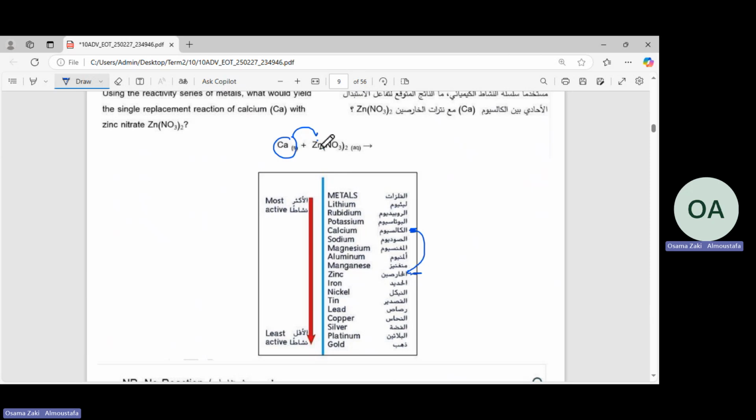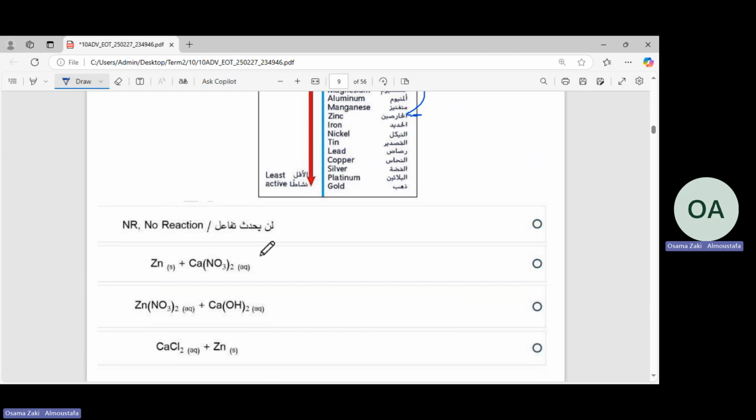So this reaction will take place and Ca will kick out what? Zn. So we'll get Ca with what? With NO3, and Zn is out. So we have Zn out and Ca(NO3)2. Okay. No reaction on it, correct?